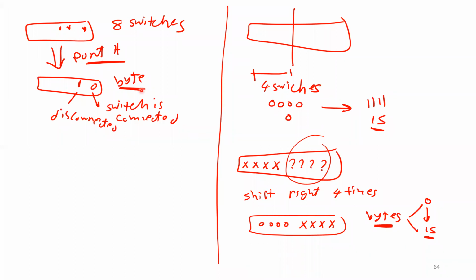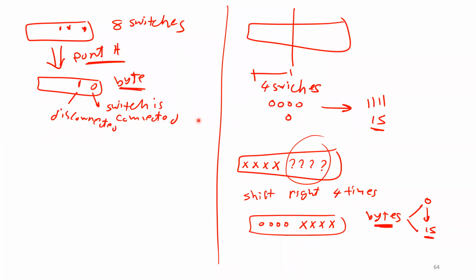As I'm going to explain in the next chapter, guys, we have 8 switches on the board. These 8 switches are connected to port H. So when you read port H, you are going to read a byte. In this byte, every bit is associated with one switch. If this bit is 0, that means the switch is connected. If it is 1, that means the switch is disconnected. And every time you connect or disconnect, the hardware changes these numbers here.